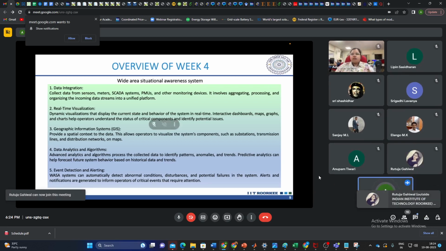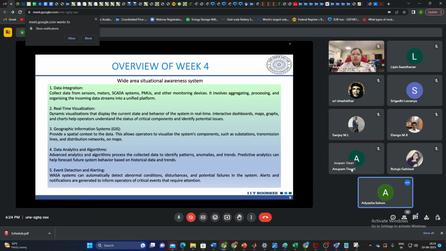Next, it will also help in real-time visualization. There will be big screens in the control centers, from where you can have a dynamic visualization of the current state of the power system. Let's say you have some important lines. Those power flows and voltages will always be monitored in the control center through interactive dashboards, graphs, and plots to help the system operator understand the issues that may happen.